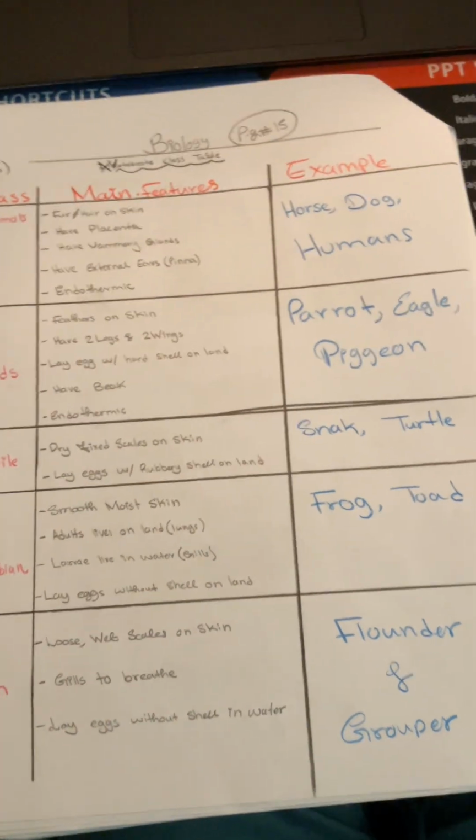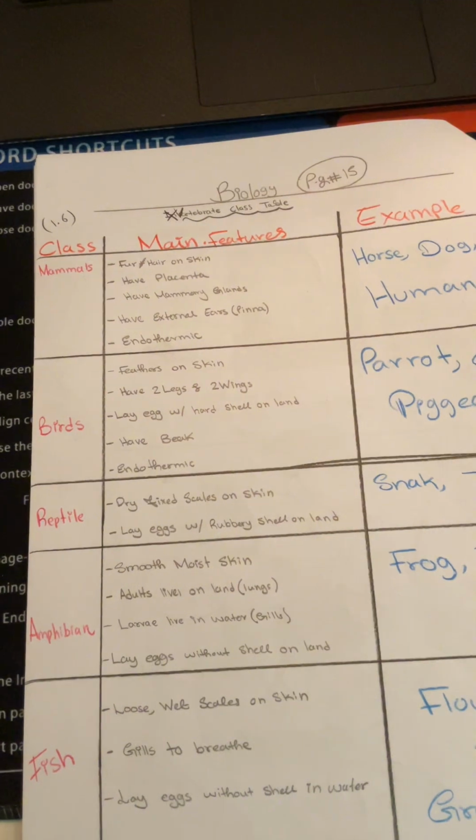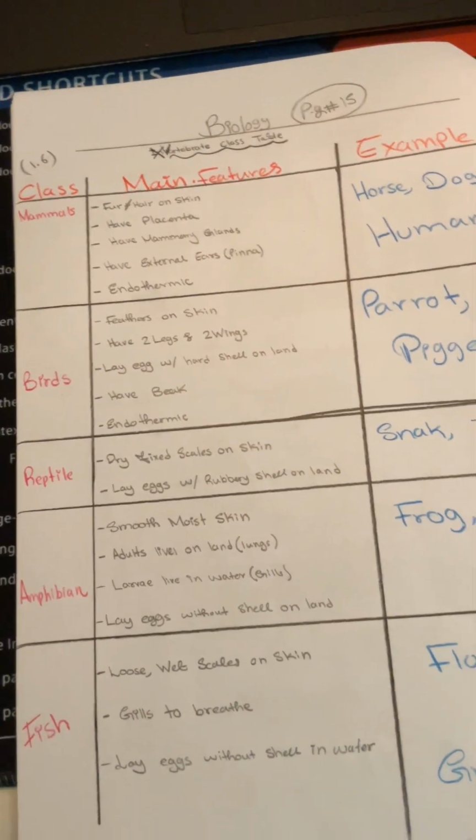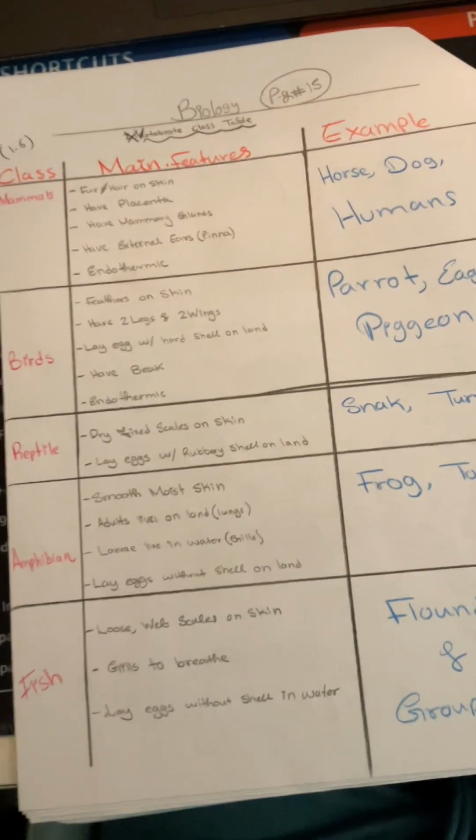Birds. Birds are vertebrates that have feathers on their skin. They have 2 legs and 2 wings. They lay eggs with hard shells on land. They have a beak and they are also endothermic.